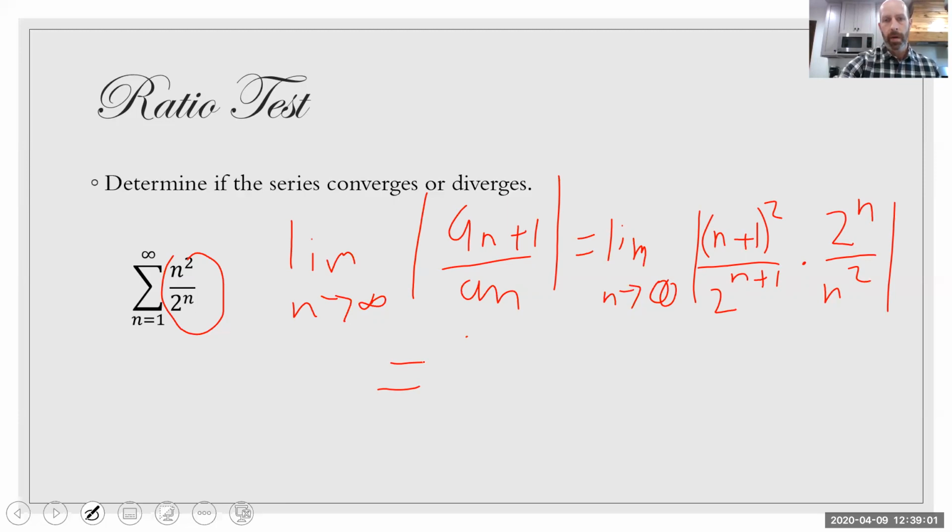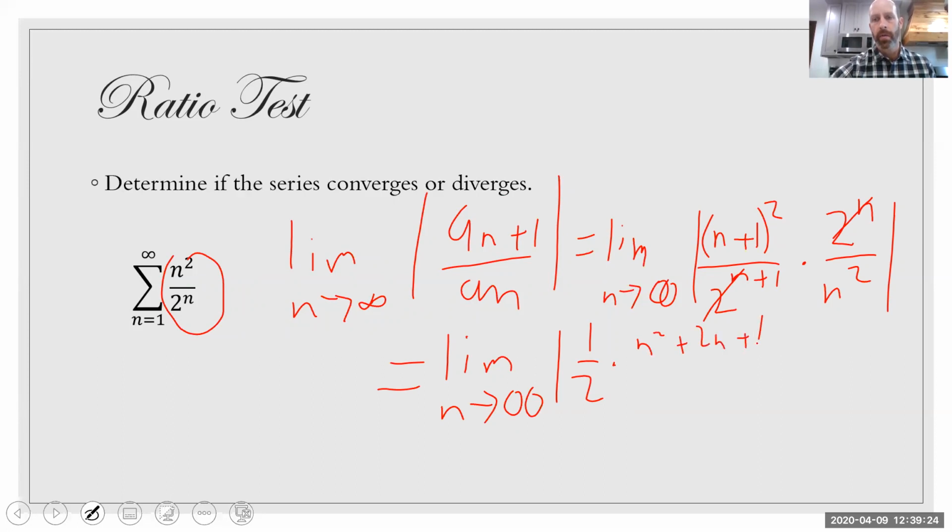And without a whole lot of effort, I'll try to pick reasonably simple ones for this lesson. We can see that the 2 to the n and the 2 to the n are going to cancel, so you'll be left with a 1/2. And then you're going to be left with n plus 1 squared over n squared. Well, n plus 1 squared is n squared plus 2n plus 1 over n squared. Clearly the 1/2 could be pulled out. And I'm just going to go ahead and jump to the conclusion here that this limit is 1/2, which is less than 1. Therefore, it converges.